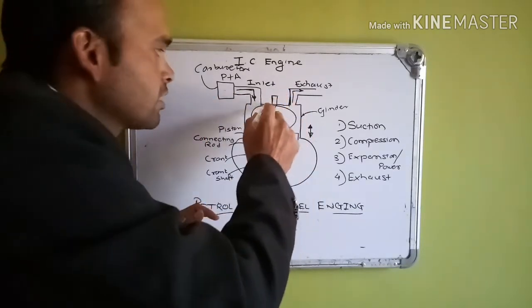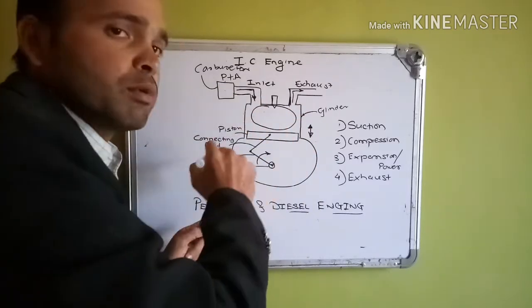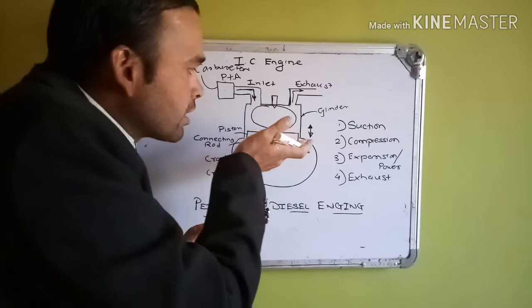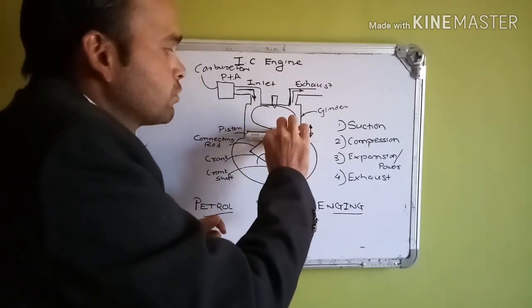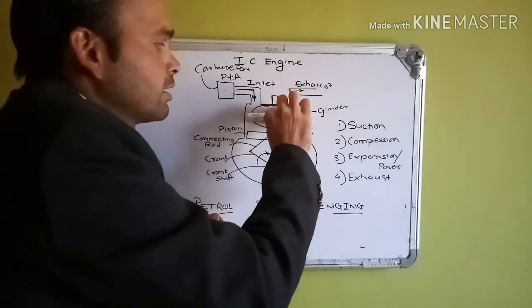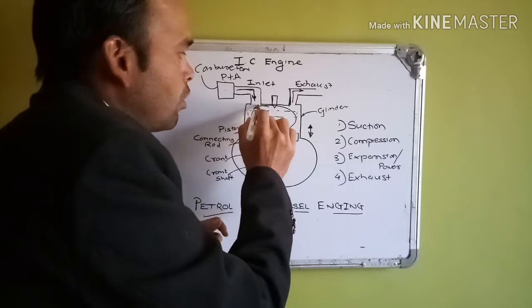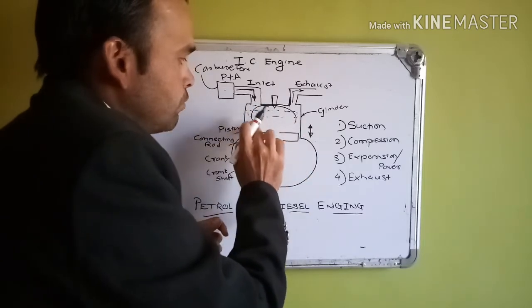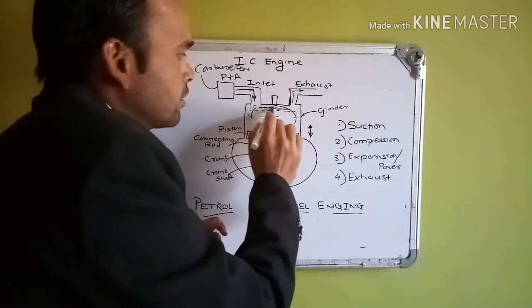And then when the charge comes here, charge means what? A mixture of petrol and air. We are talking about the petrol engine. That charge is compressed during the compression stroke. At that time, the piston travels from bottom dead center to top dead center, and its position will be here, right? And all the charge which was in the cylinder gets compressed.